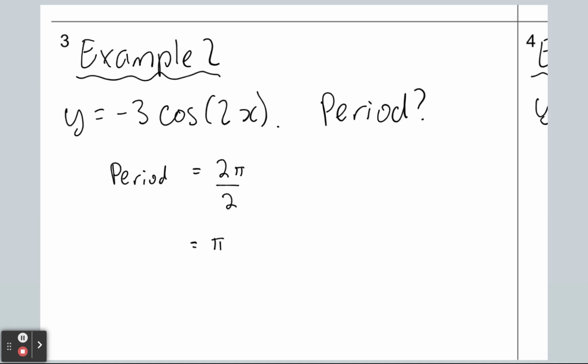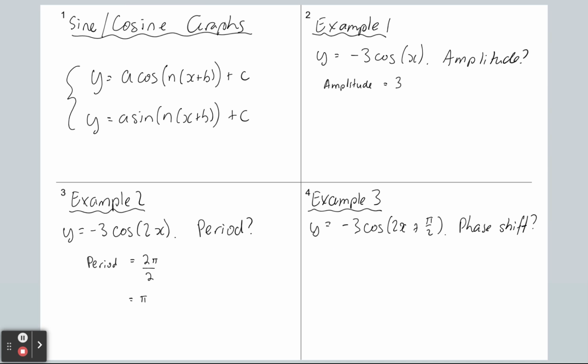So the period is pi, which means that from one point in a graph, if you go along pi units to the next point in the graph, you would have the same y value. There we go. And the third example, and I'll zoom out and leave it zoomed out so you can see all three examples now, is y equals negative 3 cos of 2x plus pi on 2. What is the phase shift?